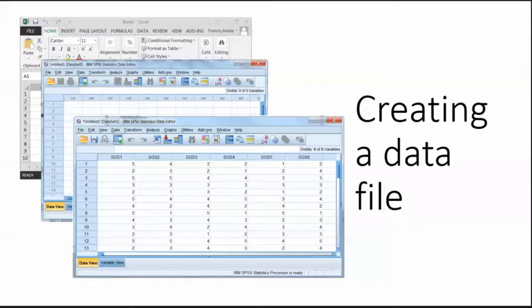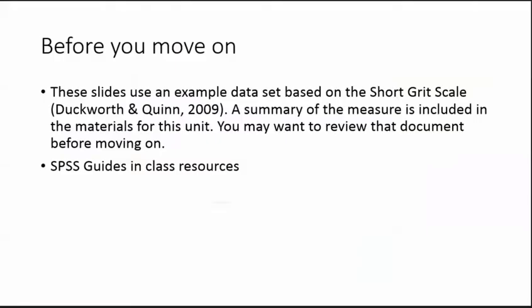To compute scores, we need to move the data into SPSS and may need to reverse score items before we actually compute the scores. Before you move on, these slides use an example data set based on the short grit scale. A summary of the measure is included in the materials for this unit. You may want to review that document before moving on. There are also SPSS guides in class resources that correspond to each of these steps.